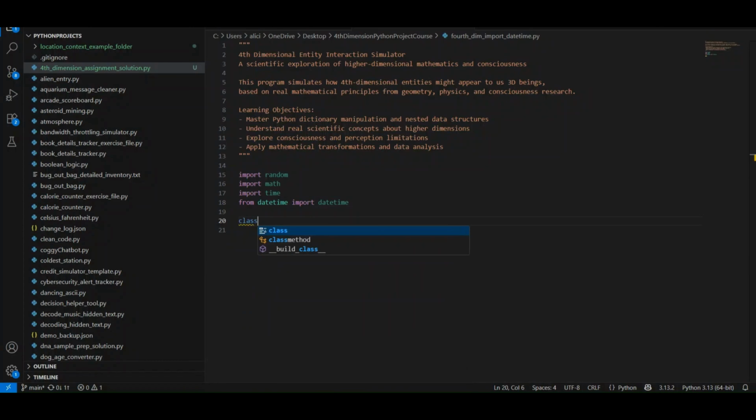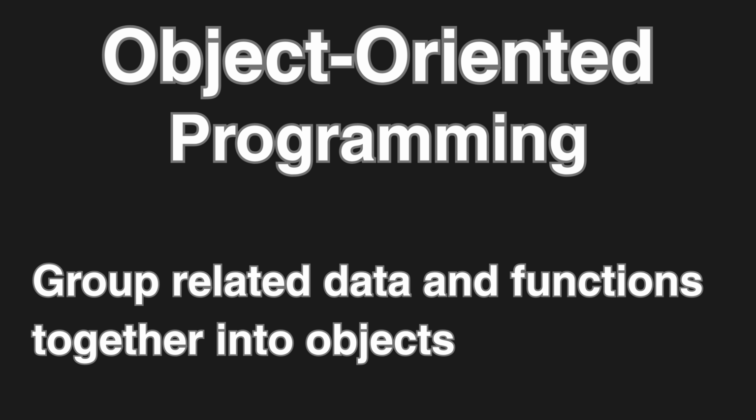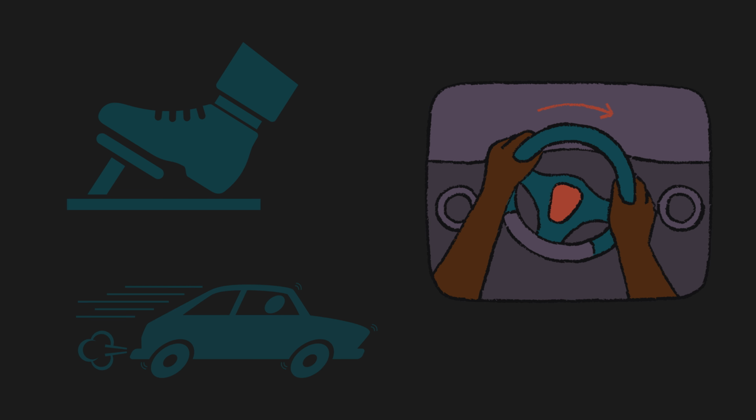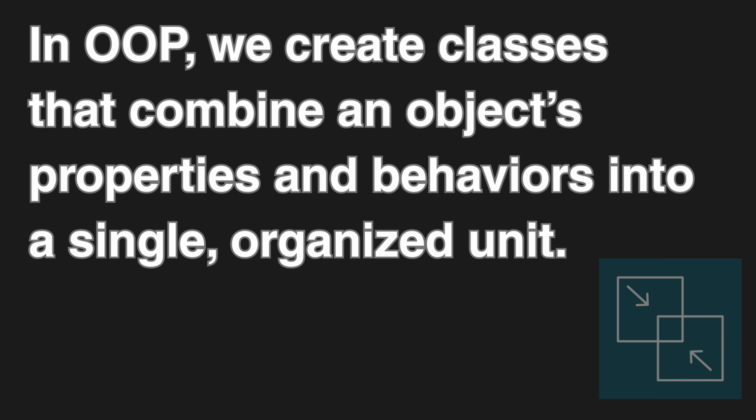Now, this class is part of something called Object-Oriented Programming, or OOP. Object-Oriented Programming is a way of organizing code that mirrors how we think about the real world. Instead of just writing a bunch of separate functions, we group related data and functions together into objects. In the real world, things have both properties and behaviors. A car has properties like color, speed, and fuel level. It has behaviors like accelerate, brake, and turn. In OOP, we create classes that combine these properties and behaviors into a single organized unit.